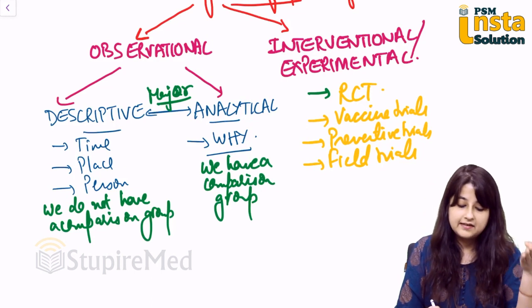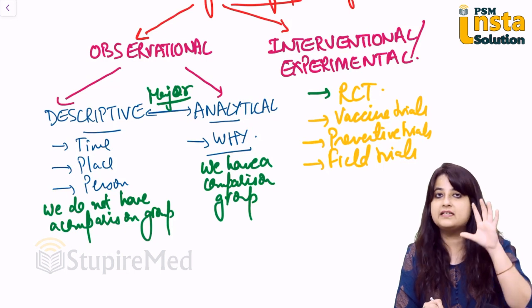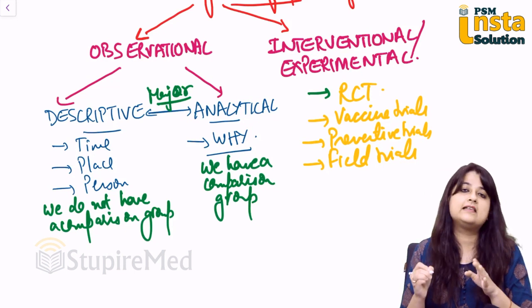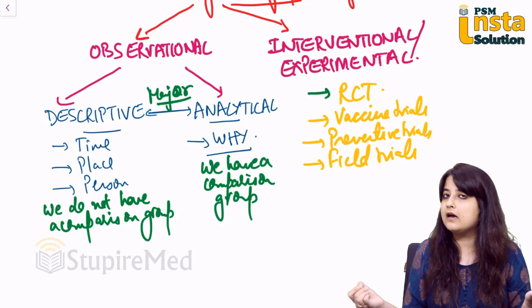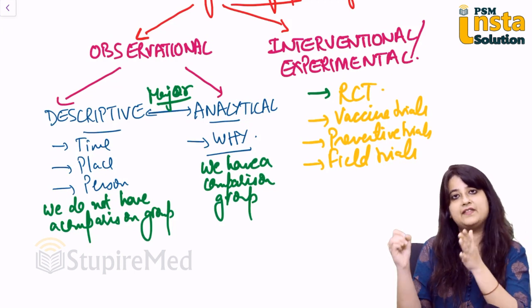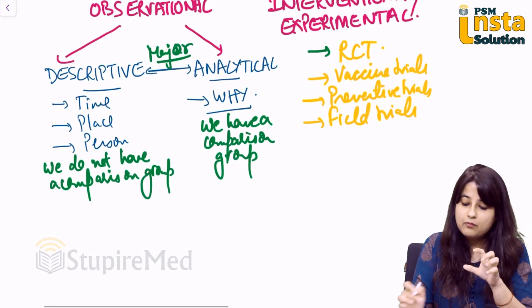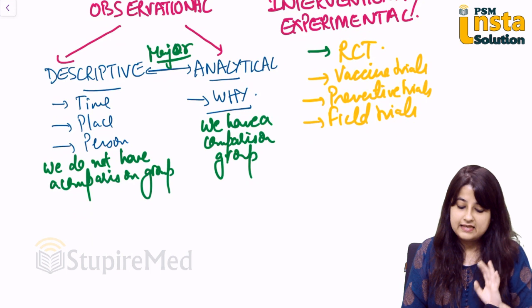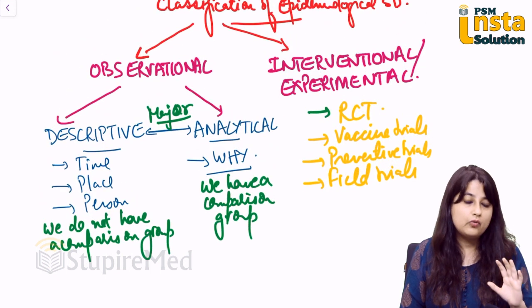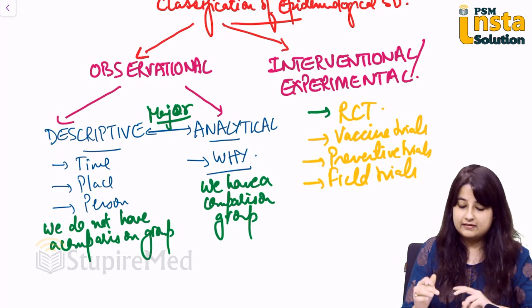In the other category, observational, there is descriptive and analytical. In descriptive, you are simply describing. In analytical, you are answering the question why and how. So in analytical study design, whatever study designs we have, they have a comparison group. Now, what is the purpose of these epidemiological study designs? They are going to help you do three things.